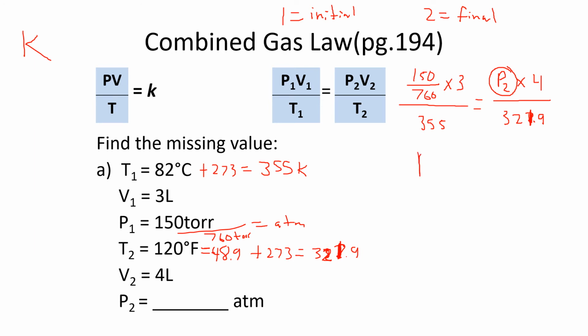All right, solve for P. I'll put it in. So now it's just crunching numbers. Make sure you guys are able to punch this in. So I'm going to do 150 divided by 760 times 3 equals, divided by 355, times 321.9 divided by 4. I got 0.13 ATMs.